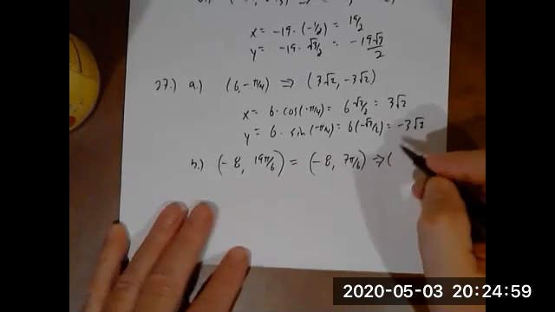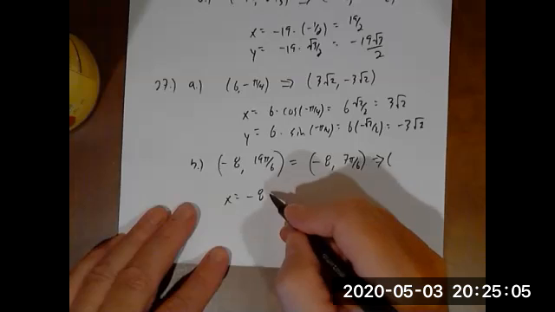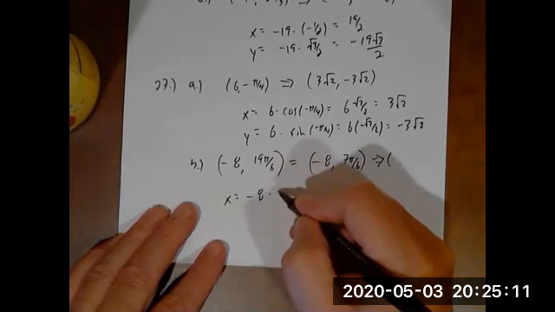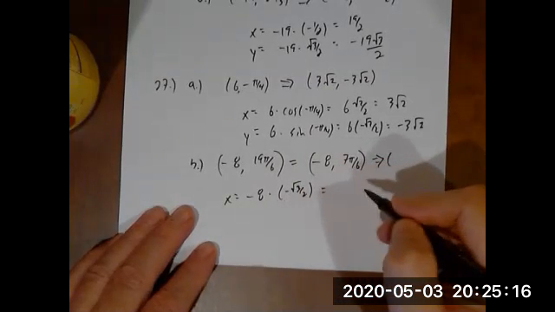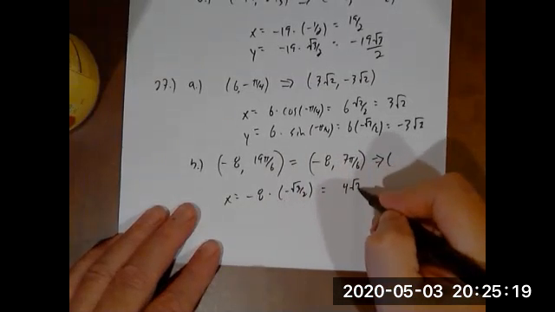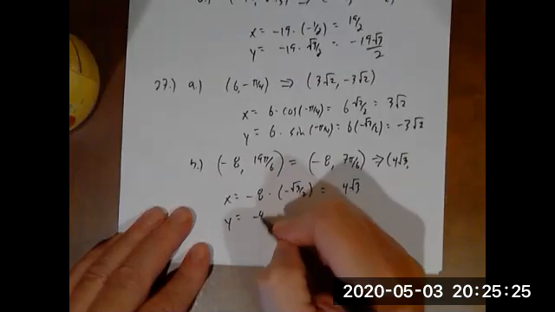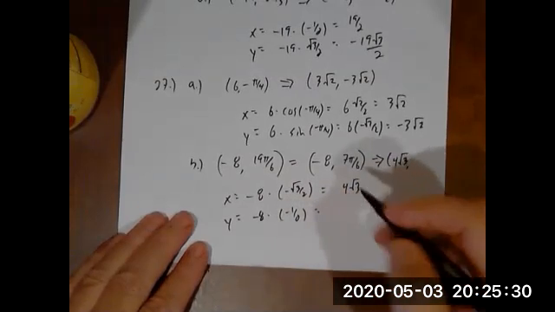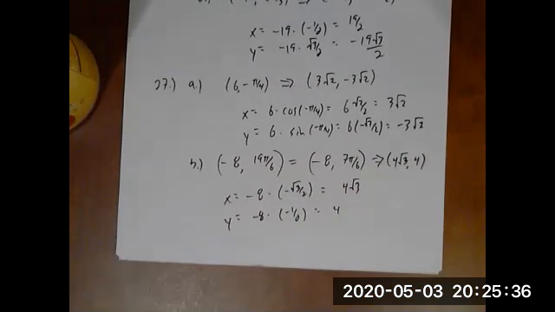So now in x and y, x is -8 times the cosine of 7 pi over 6, which is -√3/2. So that's going to be 4 square root of 3. And y is -8 times the sine of 7 pi over 6, which is -1/2, which is going to be 4. So 4 square root of 3 and 4.